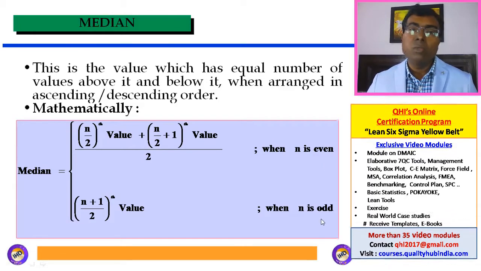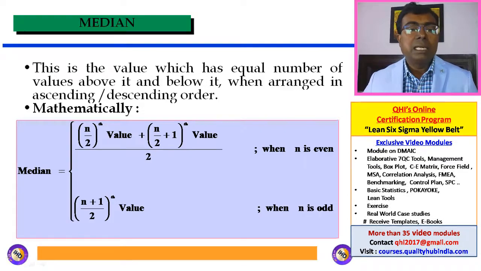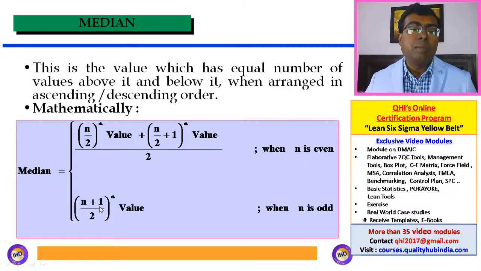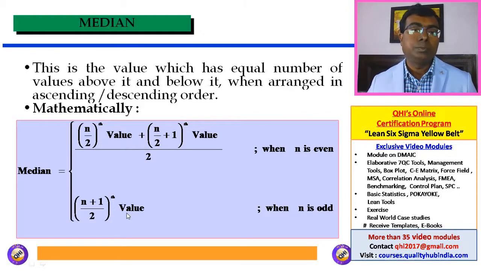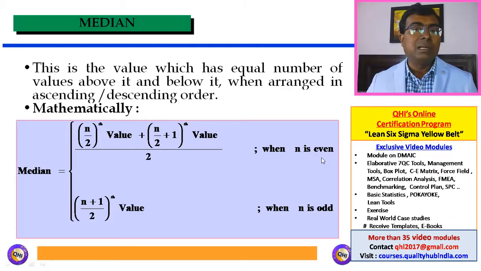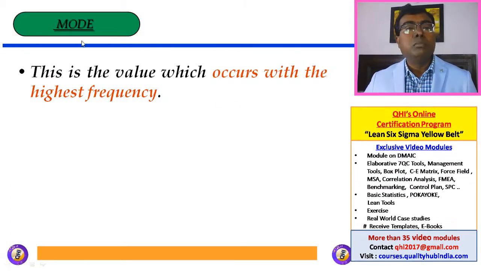And for odd, that is quite simple. For example, if I have 11 numbers, then the median would be 11 plus 1, that will be 12, by 2, that is the sixth value. So in this way we can calculate the median of data points which have even numbers and for data points which have odd numbers. Now let's come to mode.